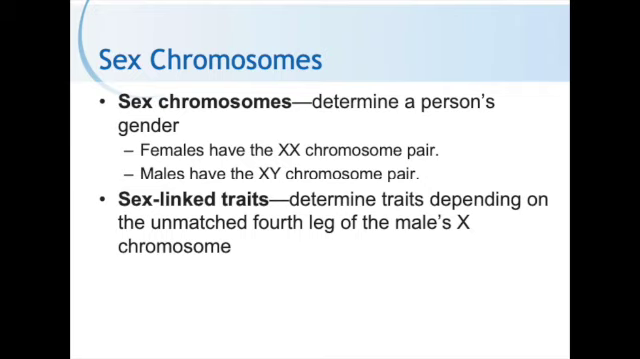This is not the case in females whose sex chromosome pair is XX. All of females' genes will be in matched pairs. For males, either the dominant or recessive genes on the unmatched fourth leg of the X chromosome determine these traits. We call these sex-linked traits. Some sex-linked traits include color blindness and hemophilia, which is a serious blood disorder. Okay, females would only have these disorders if they receive the recessive genes from both parents.